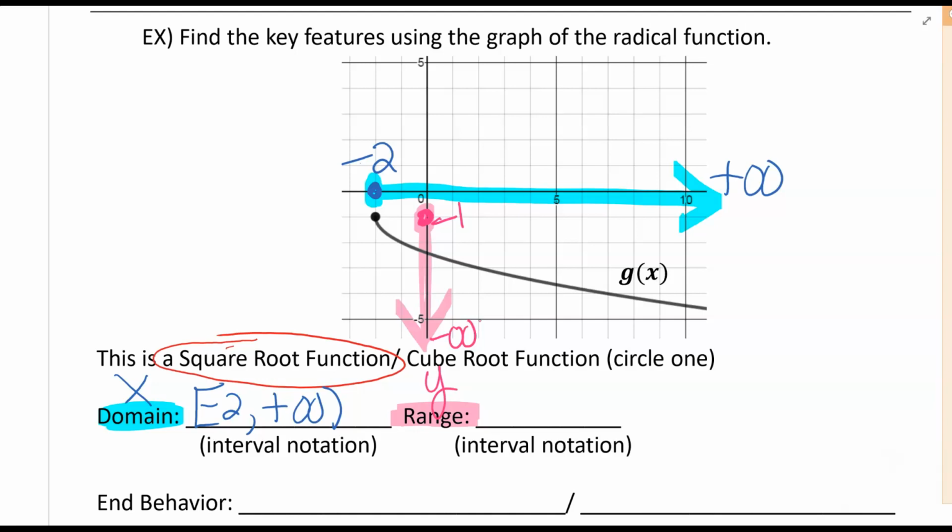So the bottom value is what? Negative infinity, and it goes to the top, which is -1. Okay, so this is negative infinity to -1. There's a closed circle, so you put a bracket. Okay, so again, the range, you always go from bottom to top. Domain, you go from left to right.